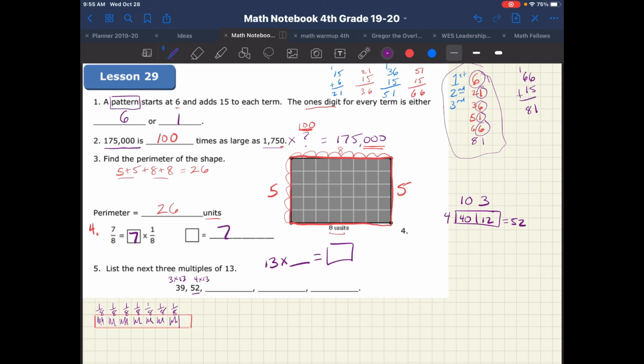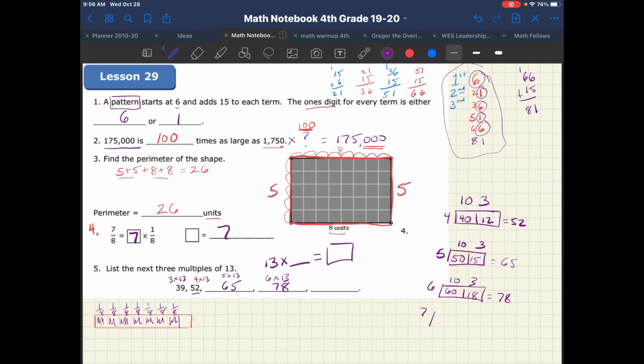So my next multiple is 5 times 13. So I'm going to break my 13 down, multiply this out, 50 is 5 times 10, 5 times 3 is 15. Add those together, I get 65. So my next multiple is 65. This is 5 times 13. Next we have 6 times 13. 6 times 10 is 60, 6 times 3 is 18. Add those together, I get 78. So my next multiple is 78, 6 groups of 13. Or 13 groups of 6, they're the same.